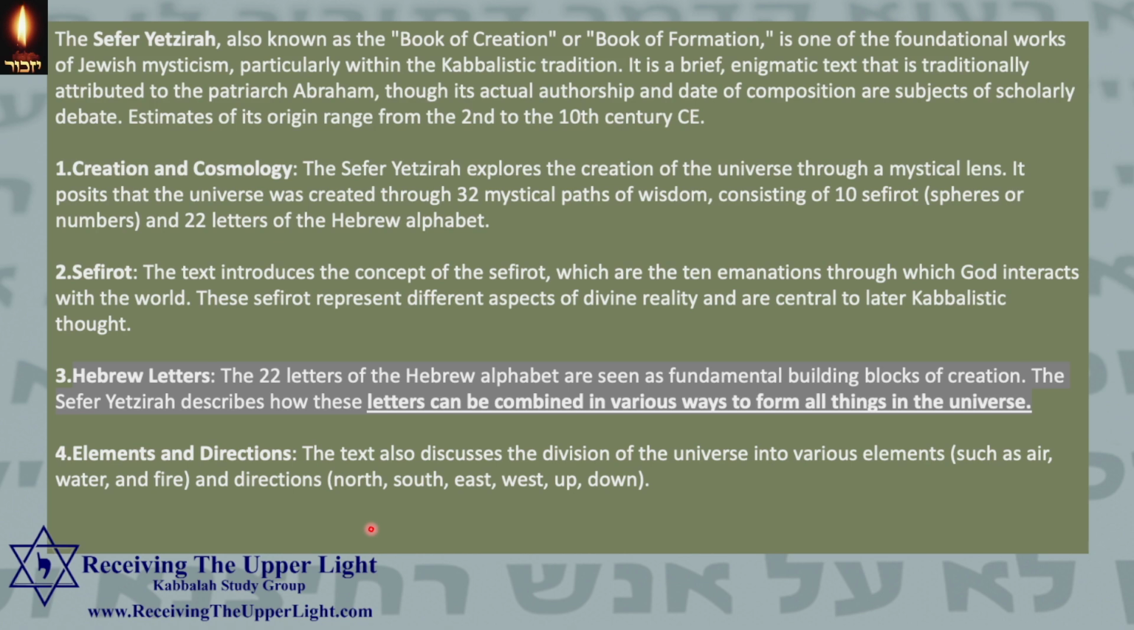Also, like I mentioned before, this combination tells us about the elements and the directions. So it tells us about the divisions of the universe into various elements such as air, water, and fire, and the directions, right? The 6 directions: the north, south, west, east, up, and down. So this is the Sefer Yetzirah. So this is a book that is very important.